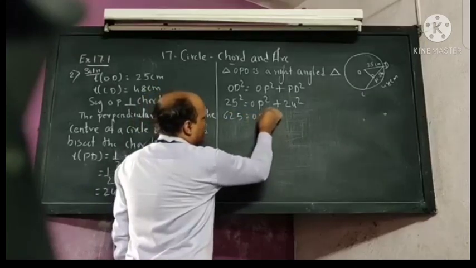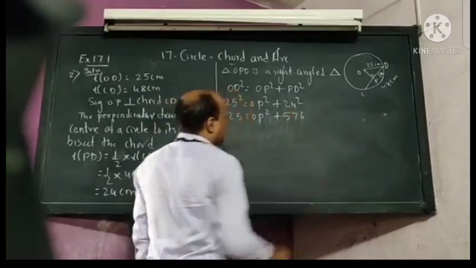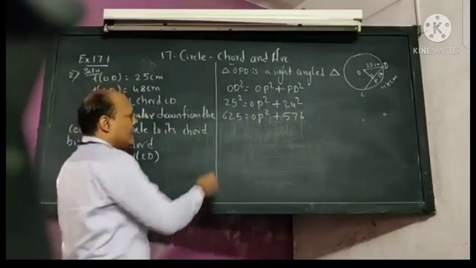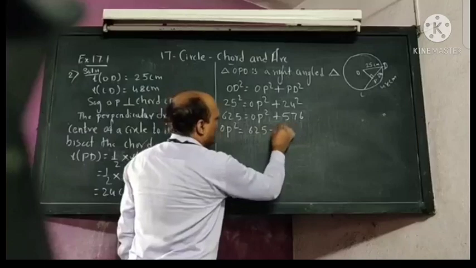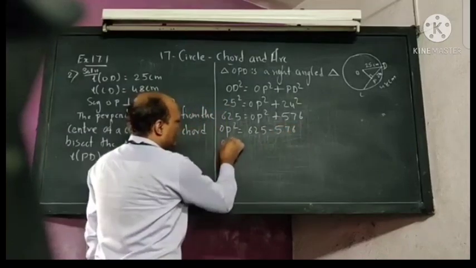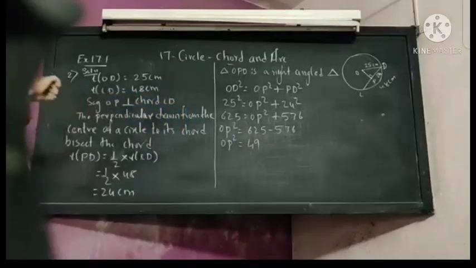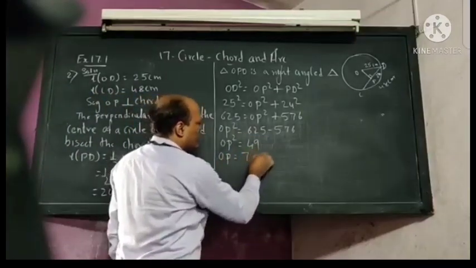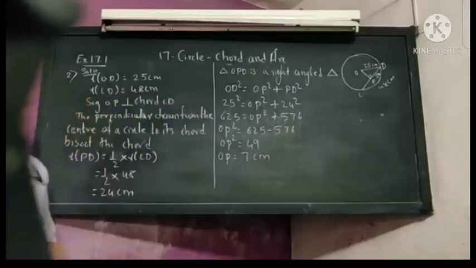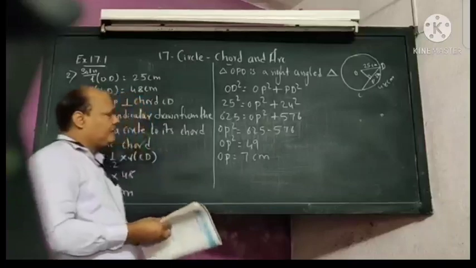625. OP square plus 24 square, 576. Bring the 576 to the other side. That is OP square is equal to 625 minus 576. That is OP square is equal to 49. When we do the minus, we get 49. That is OP is equal to square root of 49, which is 7 centimeter. That is the value of OP. That is the final answer.